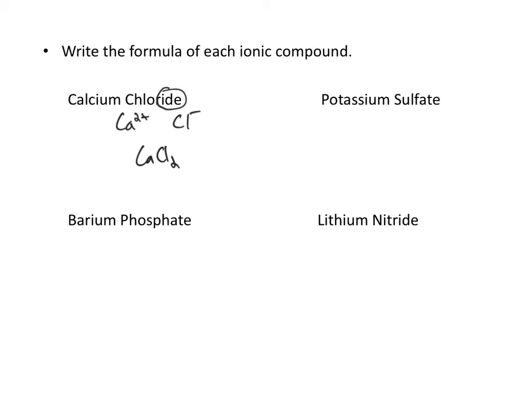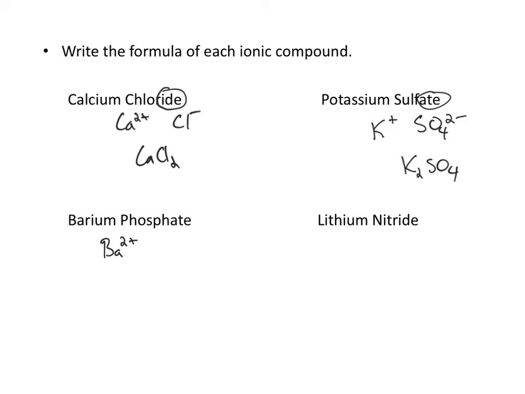Right? When we come here and we have potassium sulfate, we have to be careful, right? This isn't sulfide. Sulfide would be S2-. A sulfate is a polyatomic ion that's SO4 2-. So potassium, the metal, is an alkali metal, so +1 charge. So then our formula is going to be K2SO4.